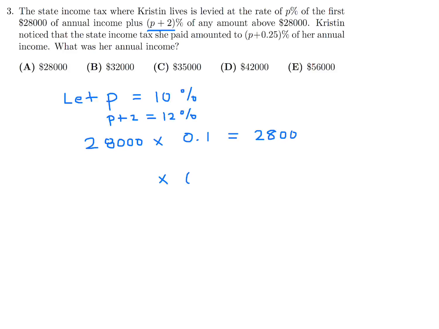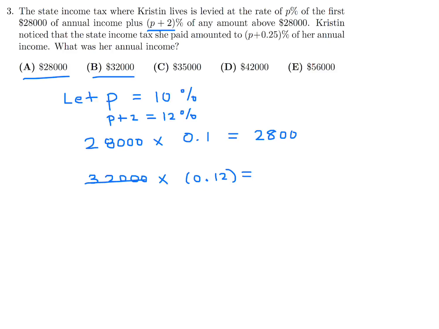So that would be 0.12. So let's say she made 28,000 is the base. We have to find a value greater than that. So let's just choose 32,000. Let's say her annual income was 32,000, right? You're not going to multiply 12% by 32,000.